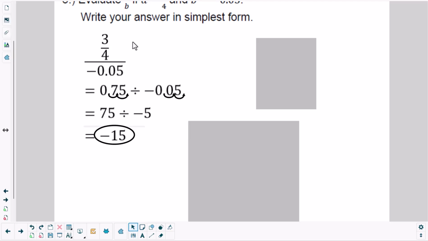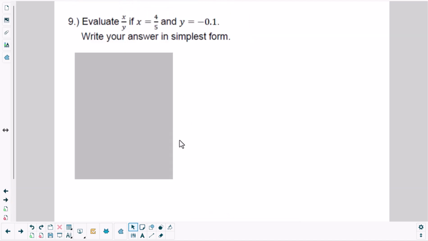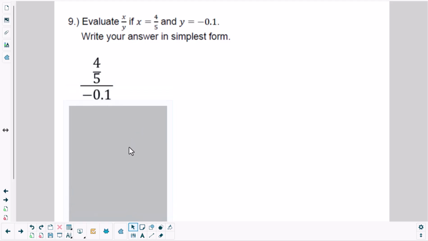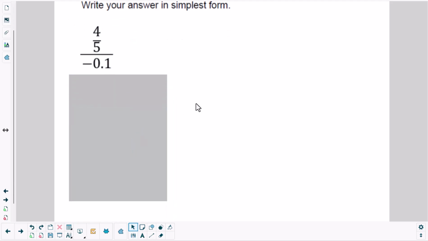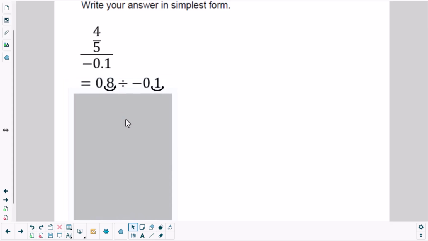We'd end up getting 60 over 4, which is also 15, negative 15 in this case. All right, let's look at our next one. Evaluate x over y if x is 4/5 and y is negative 0.1. So I first started by writing it as a complex fraction. 4/5 is the same as 0.8 divided by the 0.1.